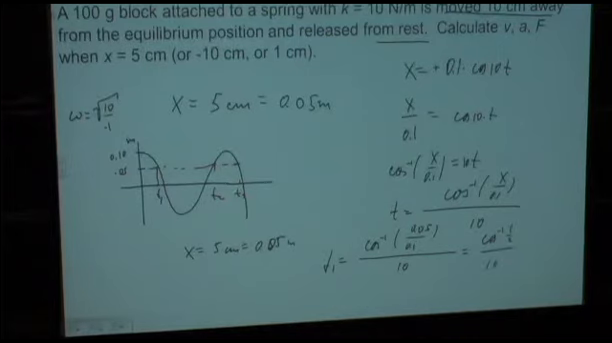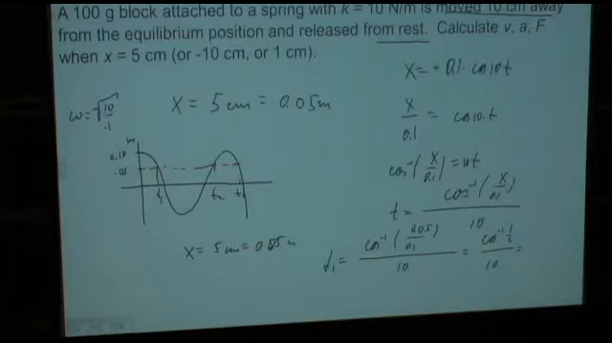Divided by 10. In many situations, we don't need to know the exact value of x. All we need to know is the ratio between x and the amplitude. That's what is calculated right here. This is a half of the amplitude. It could have been a quarter of the amplitude, 1/3 of the amplitude. So as long as we know this ratio, x over A, we're done.